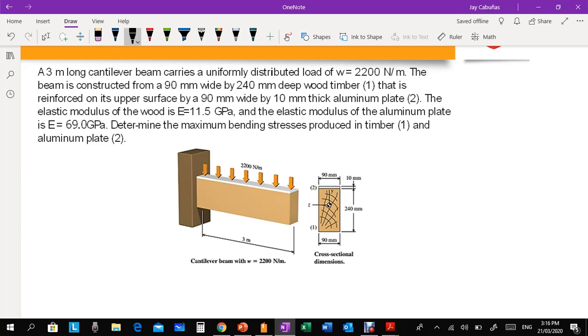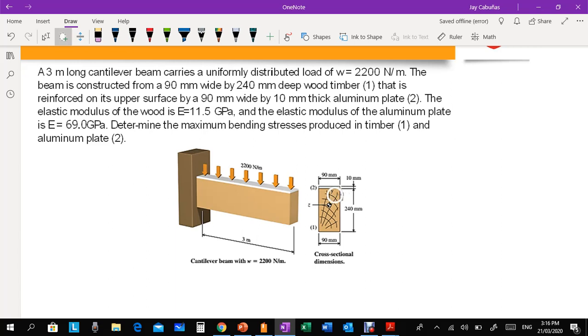Okay. Anong reason nga may reinforcement siya? What's the reason? Anong kailangan siya mag-build up beam? It's because para mo-taas ang bending capacity, para masisud siya i-bend. The elastic modulus of wood is E 11.5 gigapascal and the elastic modulus of the aluminum plate is 69 gigapascal. Determine the maximum bending stress produced in timber 1 and aluminum plate 2.